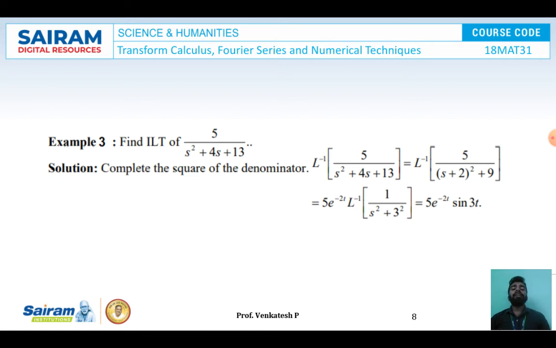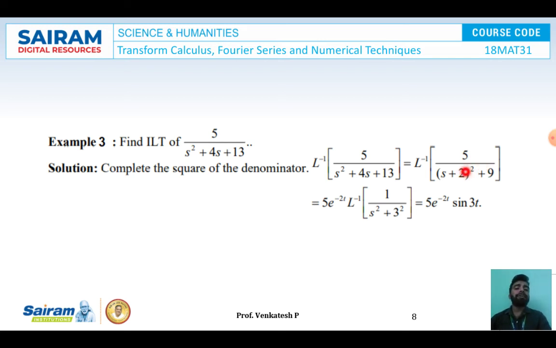Next problem, find the inverse Laplace transform of 5 by s square plus 4s plus 13. So now I am going to solve this problem with the concept of completing the square. So first consider Laplace inverse of 5 by s square plus 4s plus 13. I am going to rewrite this as Laplace inverse of 5 divided by (s plus 2) whole square plus 9. So I am writing this s square plus 4s plus 13 as s plus 2 whole square plus 9. After expanding this (s plus 2) whole square, we will be getting s square plus 4s plus 4. So 4 plus 9 will be 13 here.